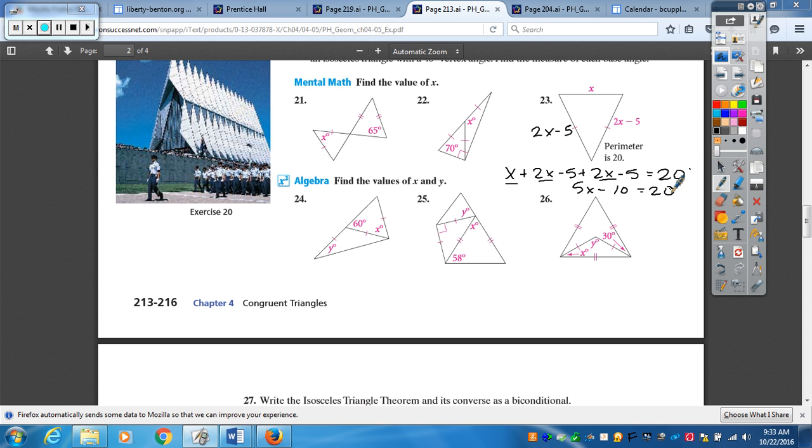I'm going to go ahead and add 10 to both sides and then divide through by 5. Okay? And if I plug that in, this would be 6. This would be 12 minus 5, 7. And this would be 12 minus 5, 7. 14 plus 6, that's 20. We're good to go. Okay?